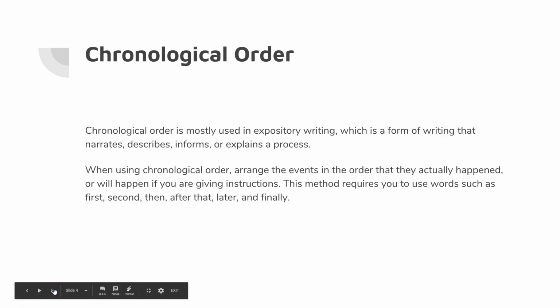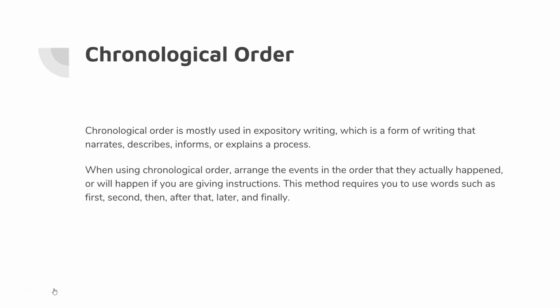Chronological order is mostly used in expository writing. This is a type of writing that narrates, describes, informs, or explains a process. For example, how to change the oil in your car, how to properly use an over-the-counter hair color kit.